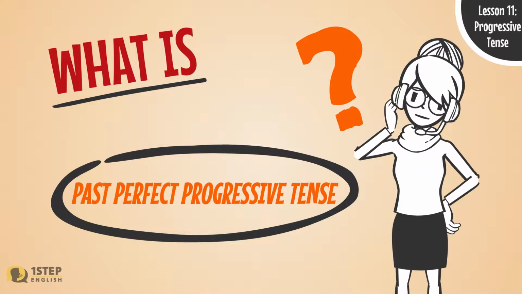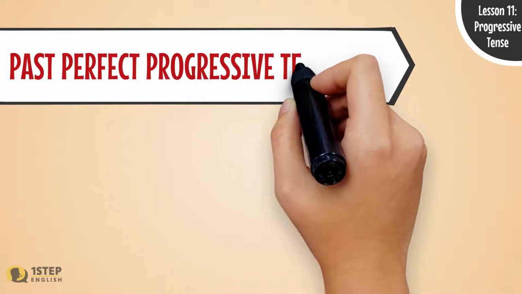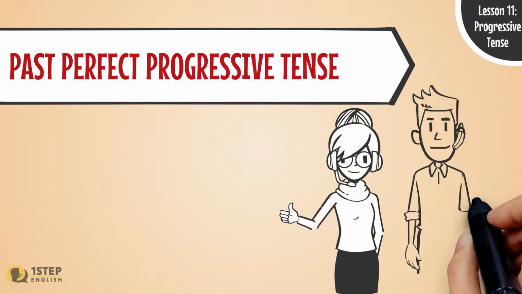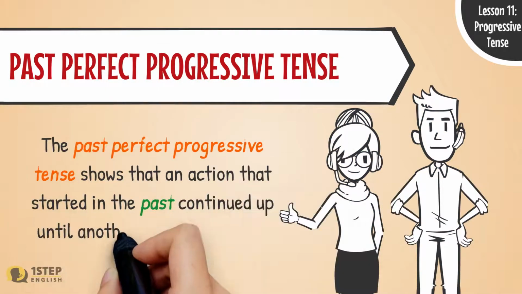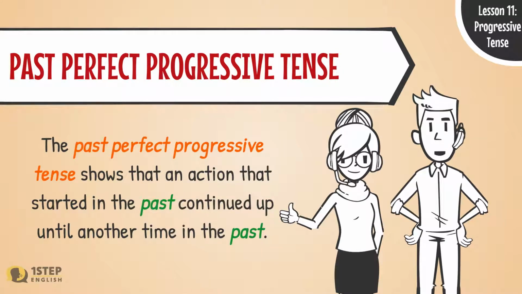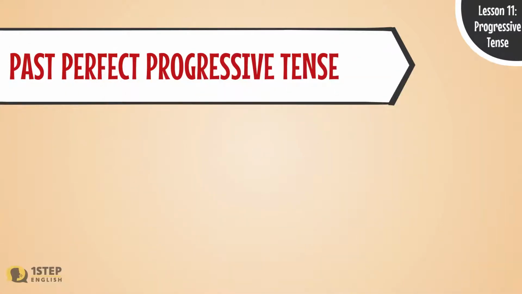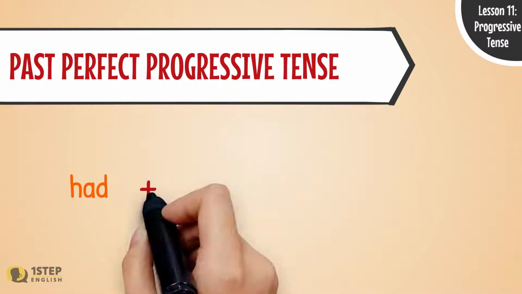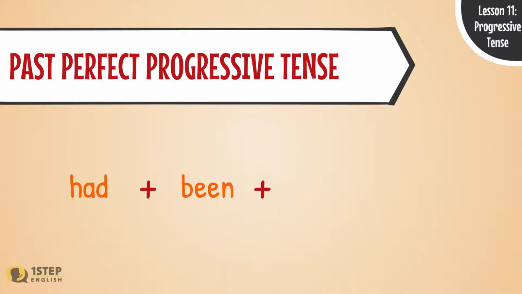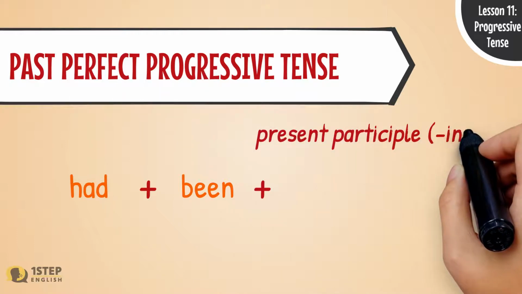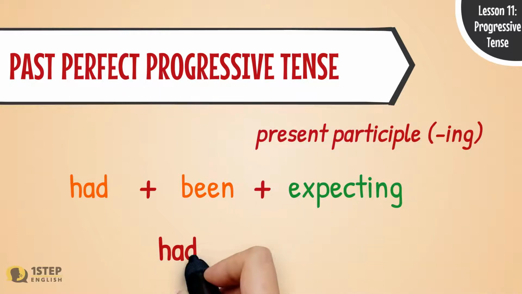What is past perfect progressive tense? The past perfect progressive tense shows that an action that started in the past continued up until another time in the past. Form the past perfect progressive tense by using had plus been plus the present participle form of the verb: expecting, had been expecting.